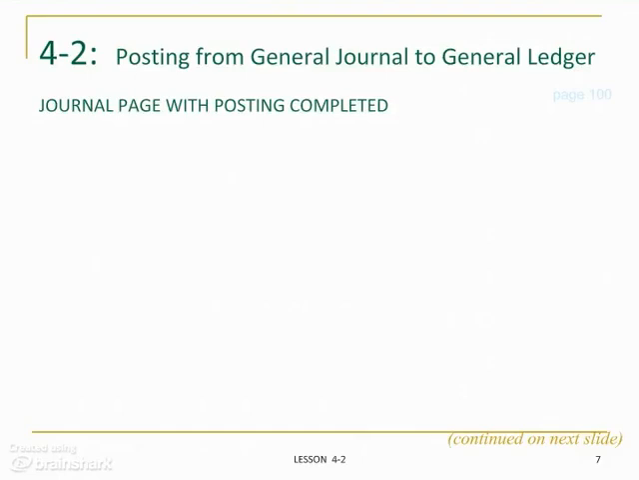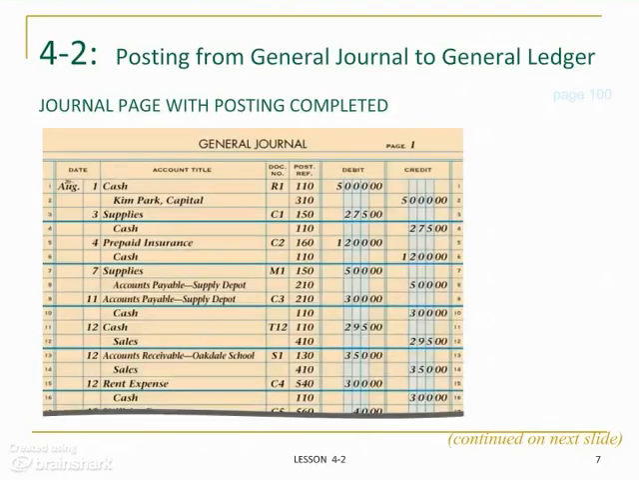Here we'll see that we've got a completed general journal page. How do I know the page has been completed? Because all of the post-reference numbers are placed in the post-reference column for each of the respective accounts that the transactions have been posted for. So again, we're going to do the post-reference column after each transaction is posted. That's the last step.